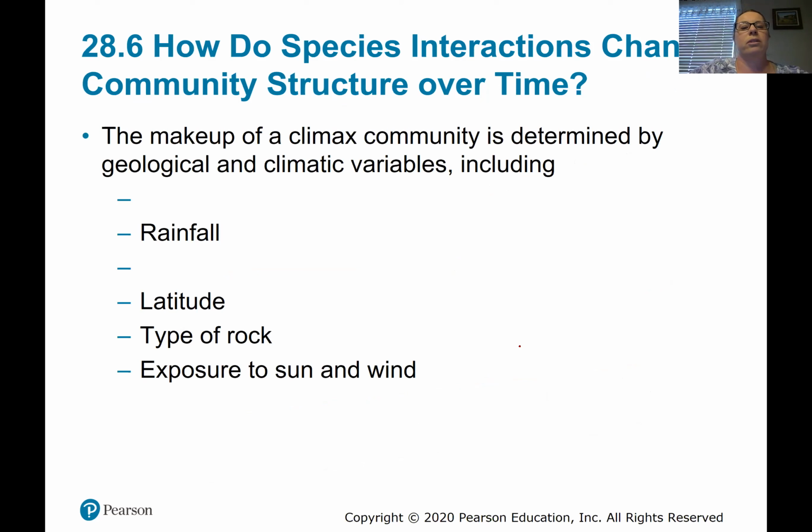But some of the characteristics that make up a climax community are going to be what temperature this environment or this ecosystem is in, how much rainfall they get, what elevation they live at, the latitude in relationship to the equator, the type of rock that's there if it's primary succession, and its exposure to the sun and the wind, which can be very damaging. Okay, so that finishes up chapter 28.